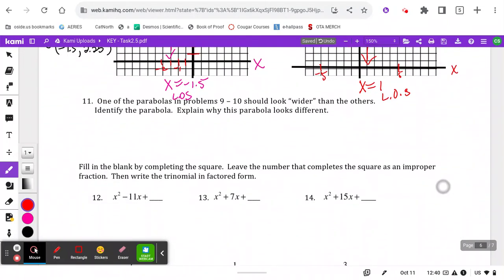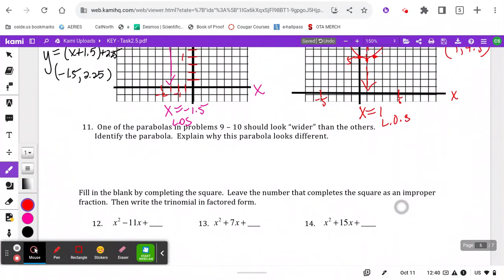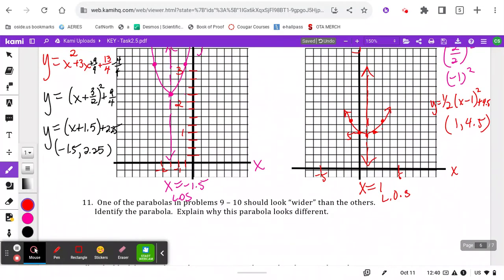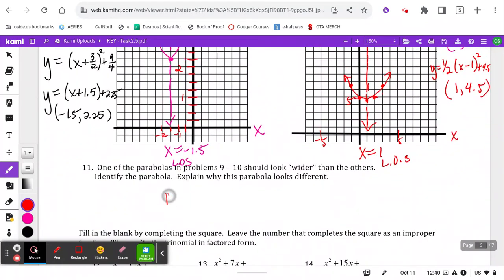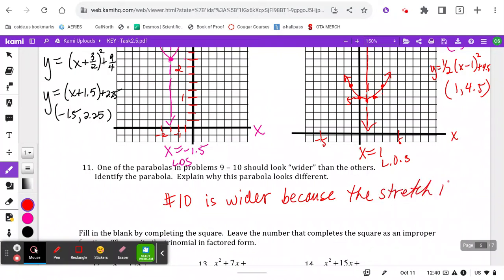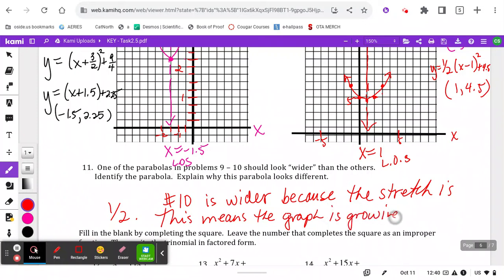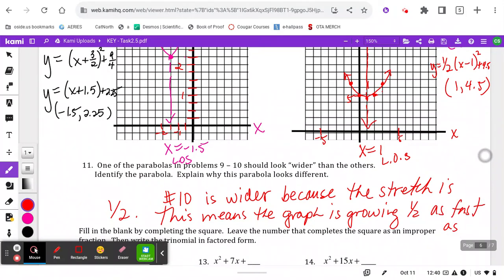Okay. One of the parabolas in problems 9 and 10 should look wider than the others. Identify that parabola. Why should this one look different? So number 10 is wider because the stretch is 1/2. This means the graph is growing half as fast as the parent.